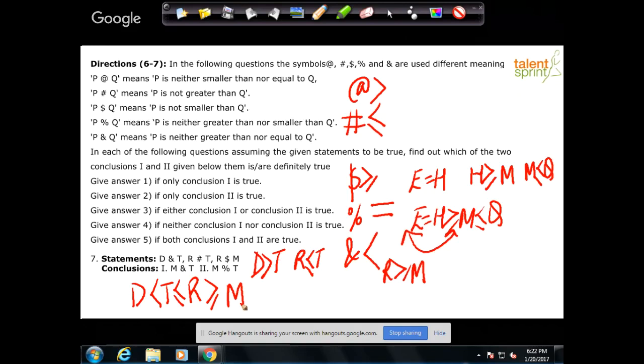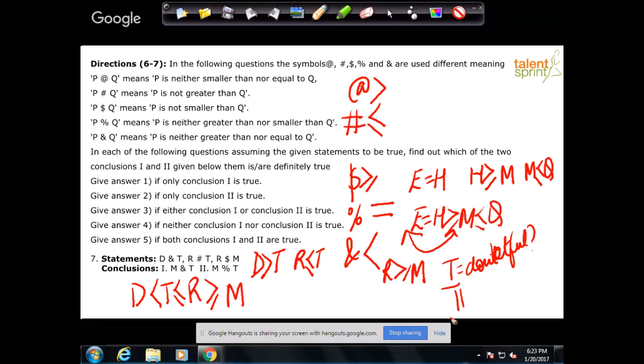Now let us see what the conclusions say. The conclusion says M & T, which means the conclusion says that M is actually less than T. Is M less than T? I'm waiting. M can be less than T. We do not know. So 1 is doubtful. We don't know whether M is less than T or not.